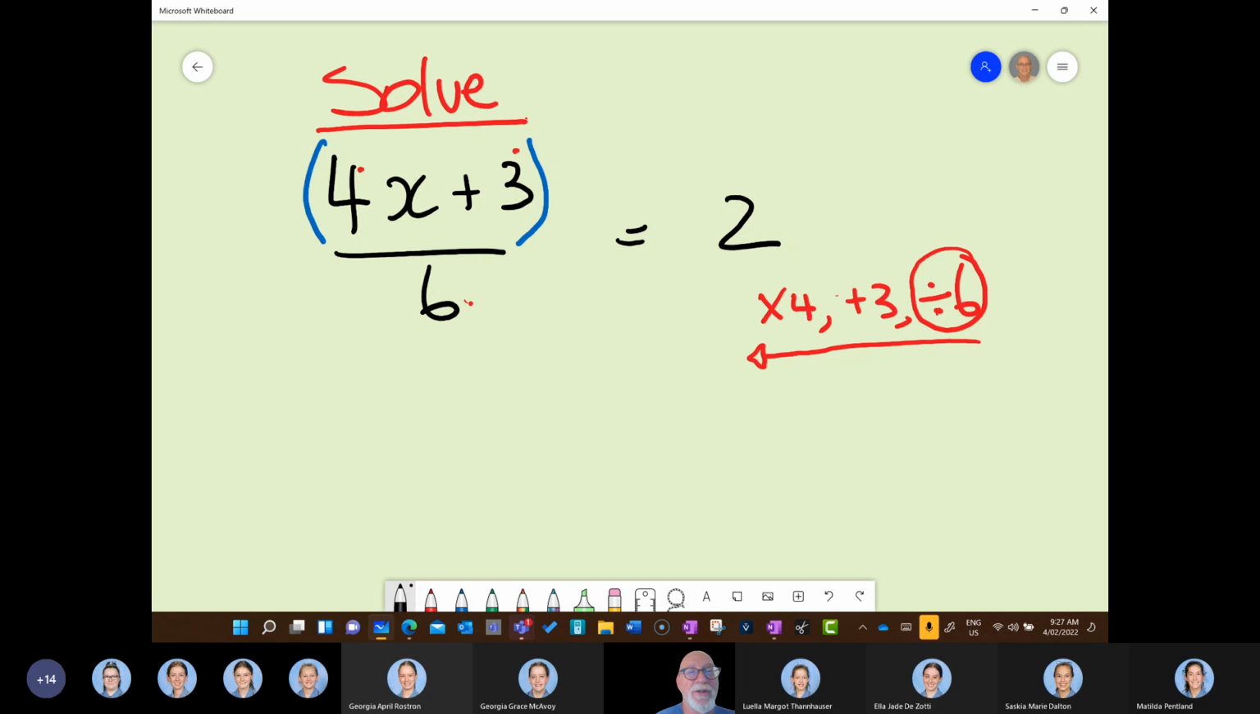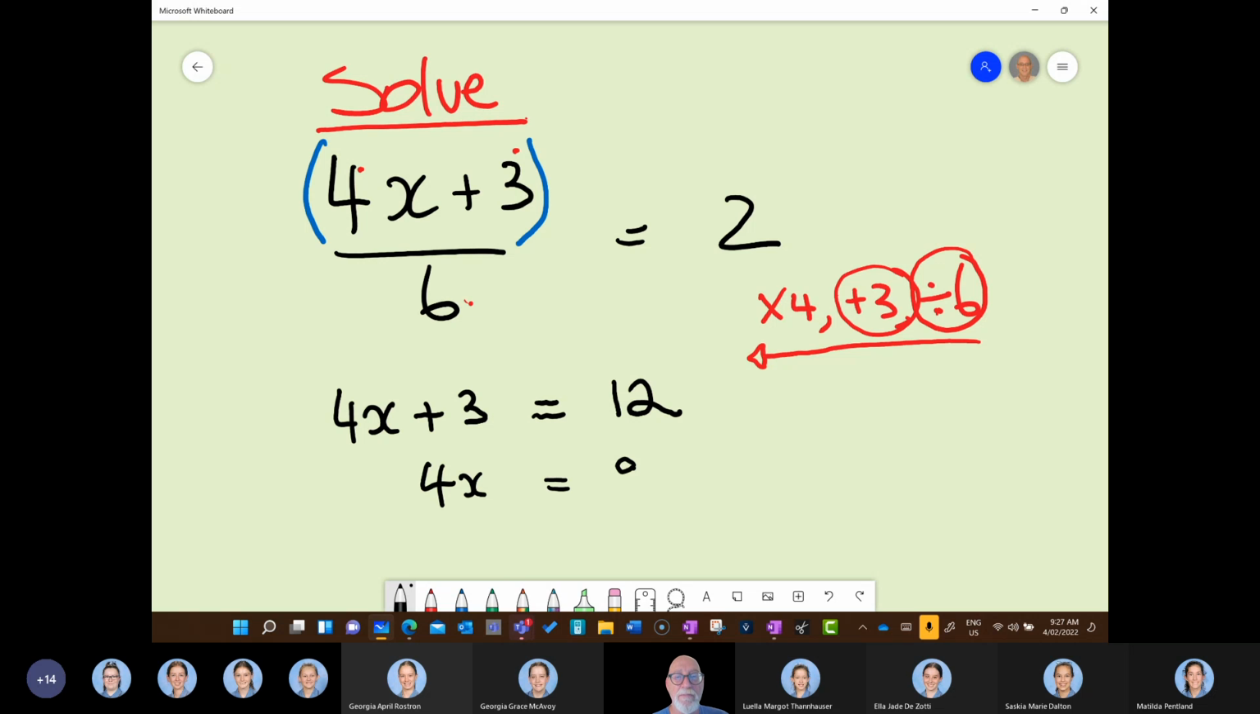If it's divide by 6 on the left-hand side, change sides, inverse operations, it'll be times by 6. So that's my first step. The next job I've got to do is get rid of the 3. Well, now we should be pretty cool. Plus 3 on the right-hand side is going to be minus 3. Times by 4 on the right side.